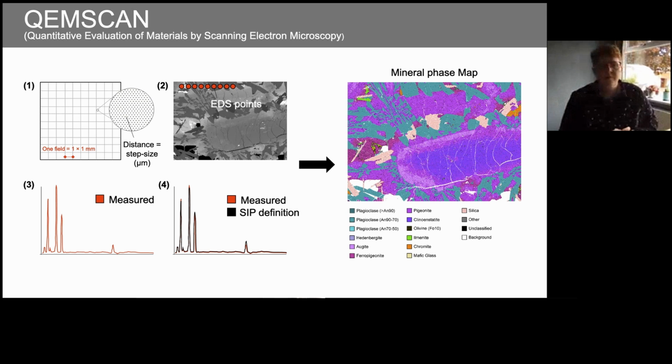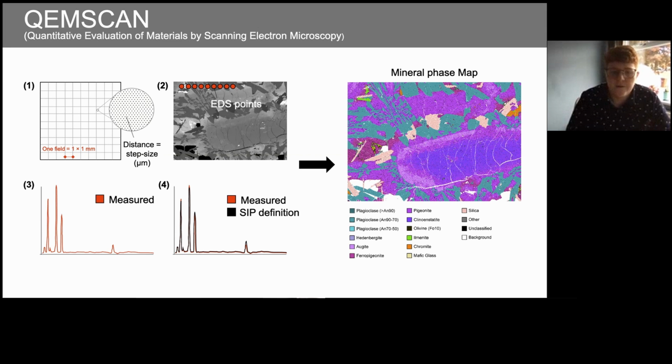So just as a bit of background into QEMSCAN, as not everybody will be familiar with it. It stands for Quantitative Evaluation of Materials by Scanning Electron Microscopy. It runs alongside a scanning electron microscope, and it produces these mineral phase maps of the samples by taking the backscatter electron brightness and EDS spectra at set spacing across the sample. This spacing is user defined, and it equals the pixel size of your resulting mineral phase map.